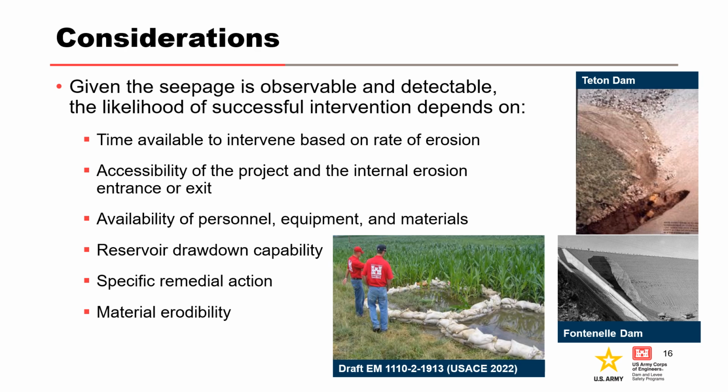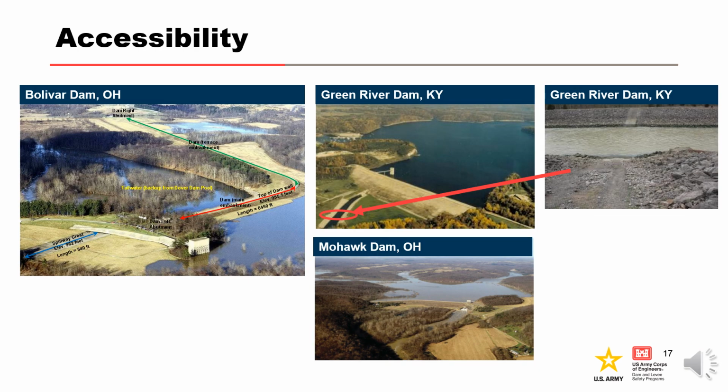Reservoir drawdown below a flaw or to reduce hydraulic gradient is the most successful intervention for large dams. The size of the flood event is also important. Large events can have regional impacts which can limit the availability of personnel since they may be spread out over several projects. Accessibility is a key consideration for the ability to intervene.